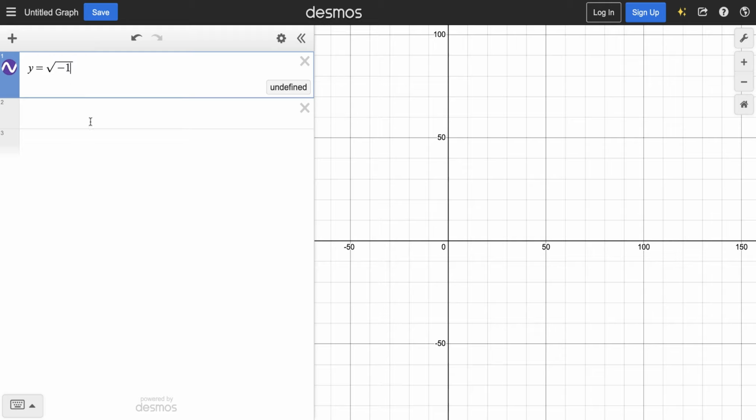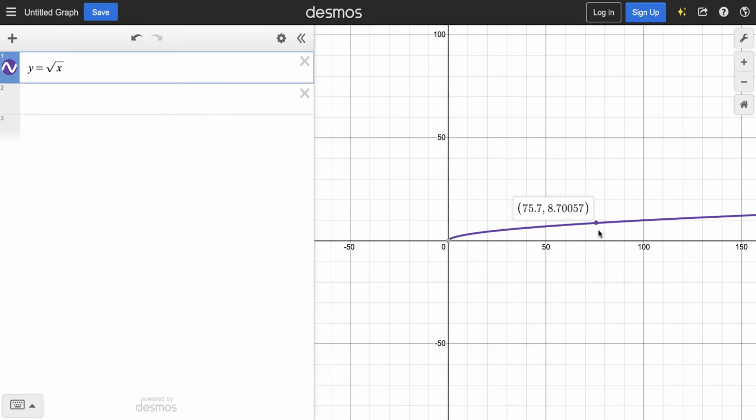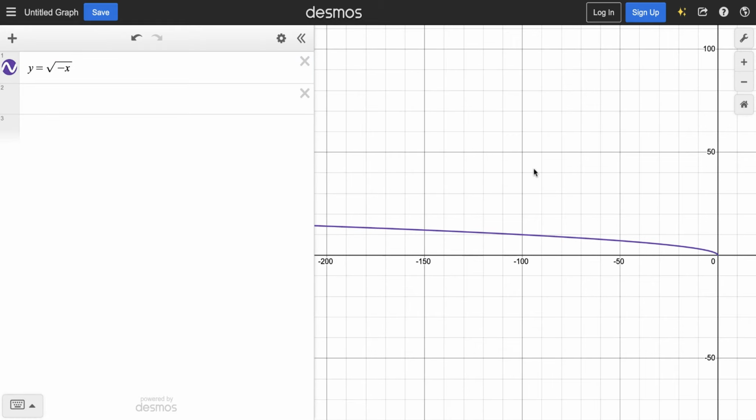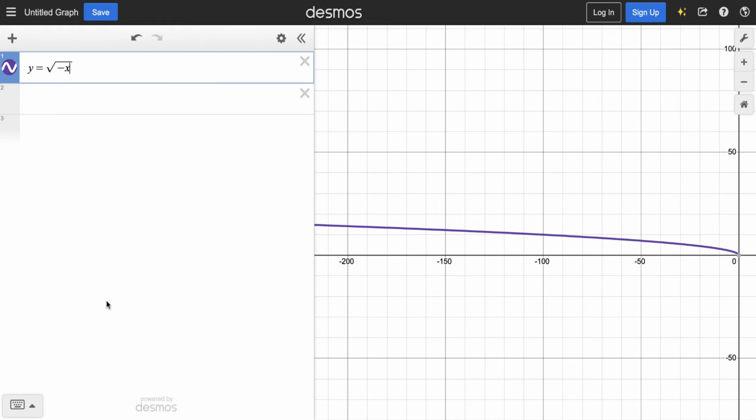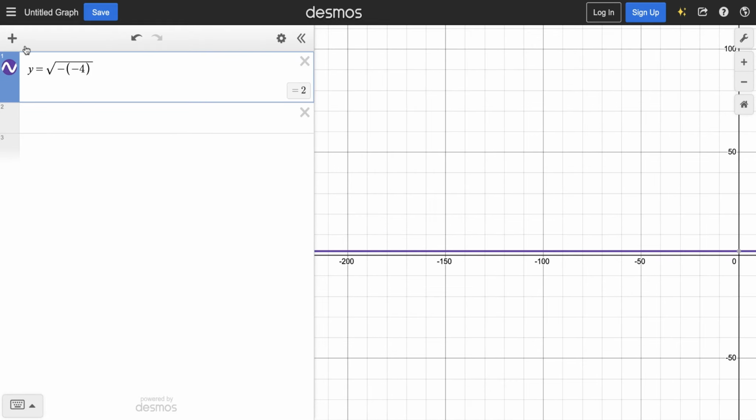But the main point is we can't represent the square root of a negative number on a real x and y axis. We can't represent it. We can only stick to the positive options. So if you have y is equal to the square root of negative x, in this case, if we plug in a negative number for x, let's say negative 4, what happens is this negative right here is going to cancel out the other negative, making it a positive.